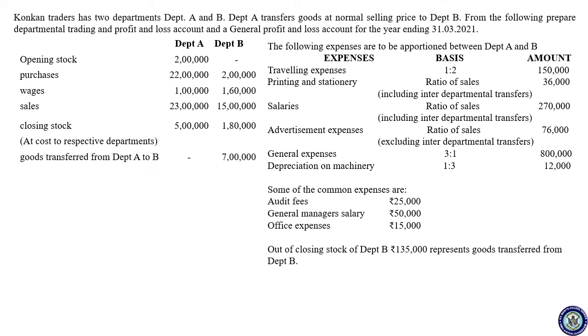See, within the bracket they have given including interdepartmental transfer, means when you take the sale value you have to take the sale made by the departments, along with that the departmental transfer. There is one interdepartmental transfer, that is 7 lakh. Salary again on the basis of sale including departmental transfer. Advertisement expenses, that is again on the basis of sale but you have to exclude the interdepartmental transfer.